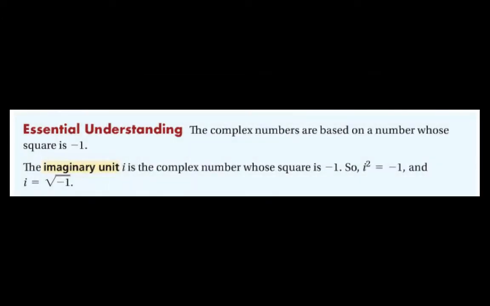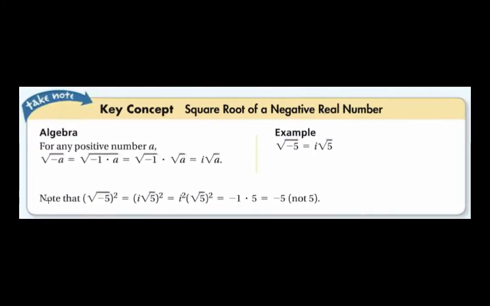So the complex numbers are based on a number whose square is -1. The imaginary unit i is the complex number whose square is -1, so i squared equals -1, and i equals the square root of -1. So here it kind of gives us an algebraic definition. If we have some positive number a, finding the square root of -a is the same as the square root of -1 times a, which we can then break up into two separate radicals as a product, square root of -1 times the square root of a, and then the square root of -1 is i, so it is i times the square root of a.